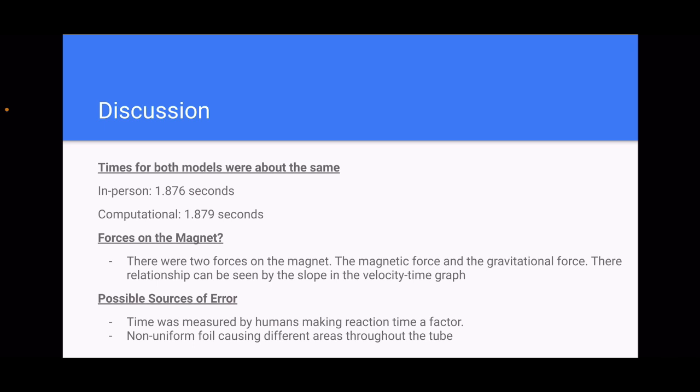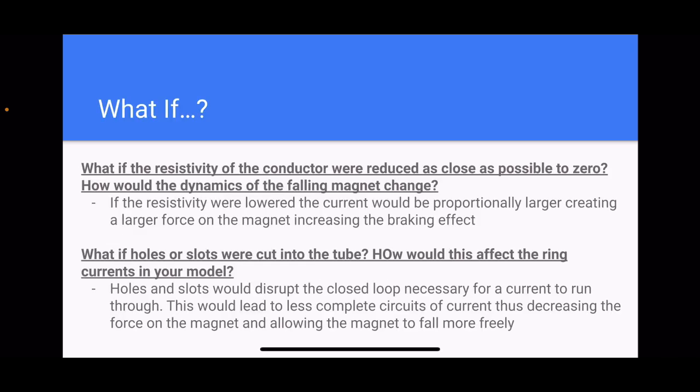As the foil got scrunched up, I'm sure it was used in a couple of labs, and this could maybe affect the thickness of the area, and the area is a factor in the magnetic flux. So that changing would be an inconsistency. That was not in the computational model.